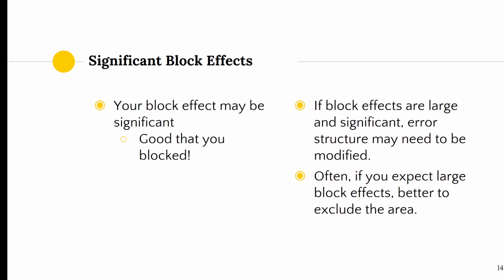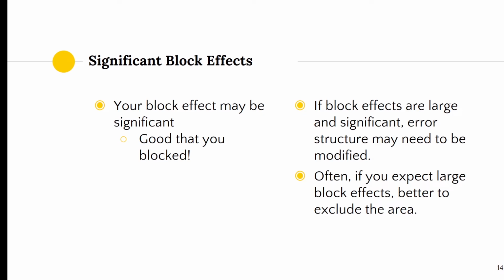But if block effects are very, very large and significant, then you often need to go into your statistical model and modify the error structure. So you normally have to change to a heterogeneous error structure. Anyway, you don't need to know the details of that at this point in your career, but a point to take away right now is that if you expect very large block effects at the start, it's better to exclude the area in the first place. So, for example, if I knew that pigs gained way more weight in the north side of the barn, I would just not have my pigs in that area. I would exclude that area.